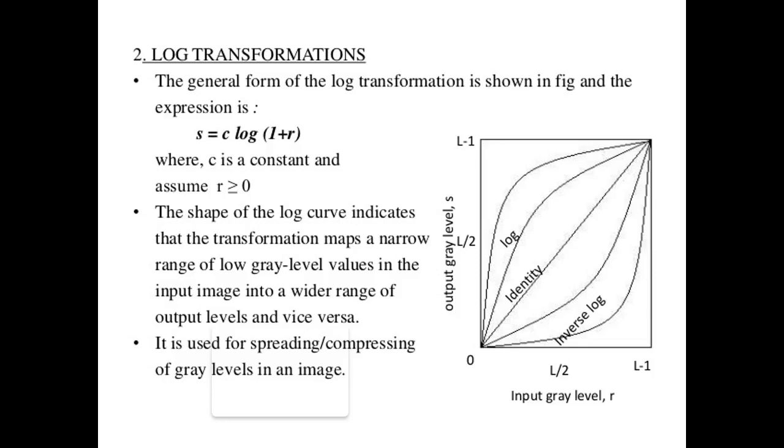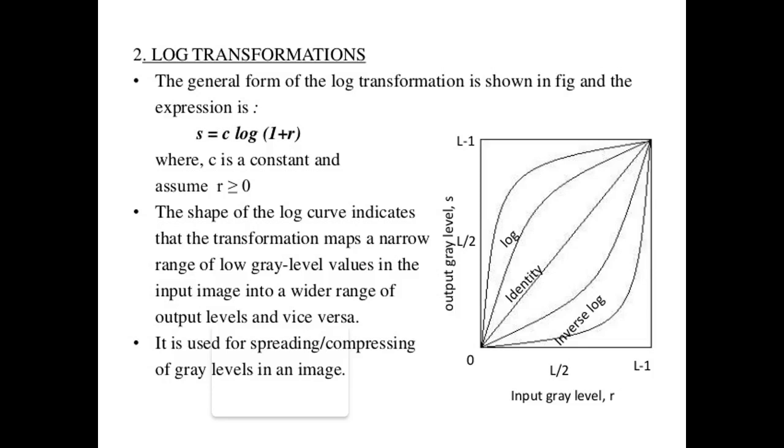In the same way, if we take r is equal to L minus 1, s will be equal to, if we put L minus 1 here, 0. So, if the input pixel value is white, the output pixel value will become black. So, this is the function of image negative.